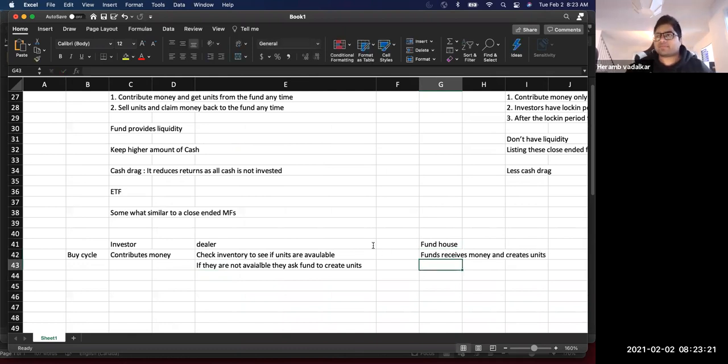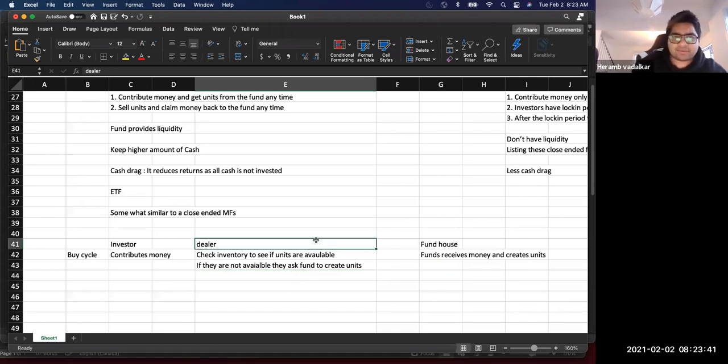So I'll explain what happens when an ETF is launched. Initially, the dealer puts in money and buys all the units from an ETF. Now the dealer gets those units. The dealer starts selling those units to investors. So let's say initially when the fund was launched, the dealer had 100 units available with him.